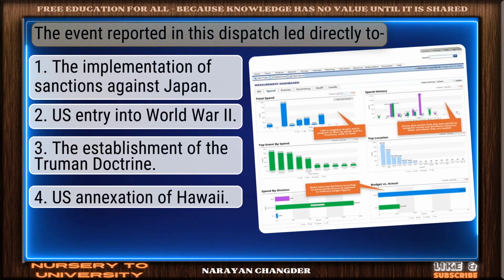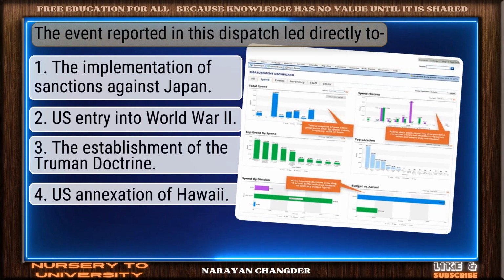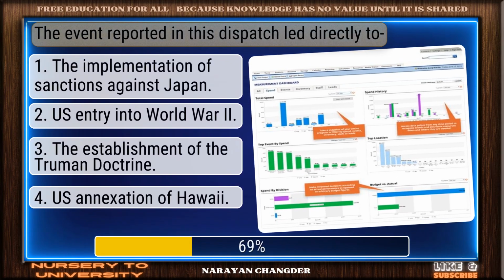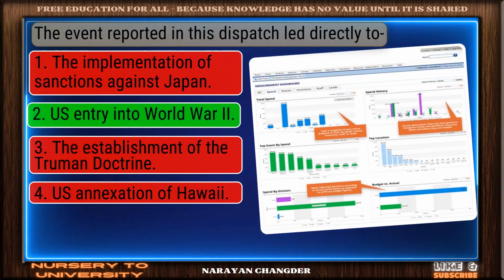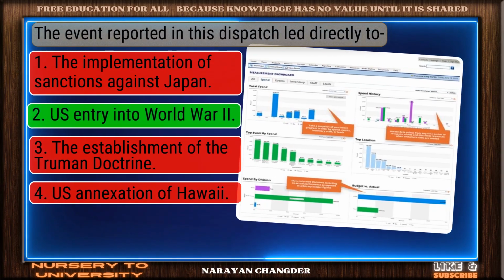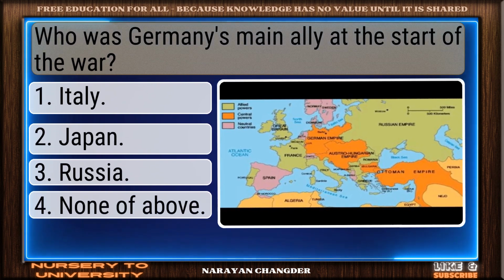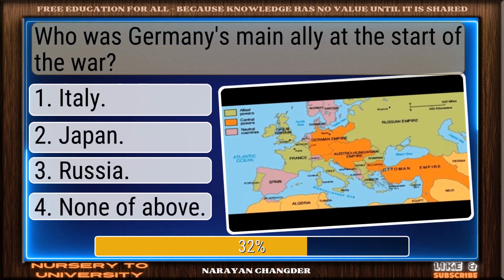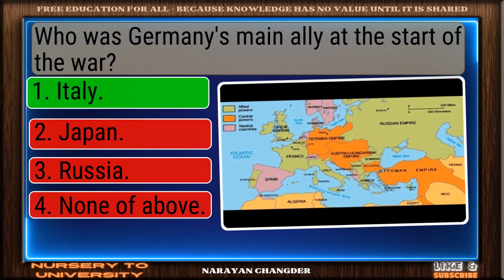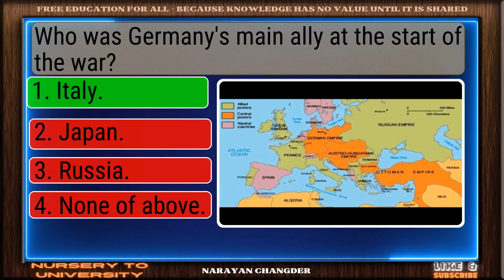The event reported in this dispatch led directly to... Bravo. US entry into World War I is the answer. Who was Germany's main ally at the start of the war? Nicely done. Italy is a solid answer.